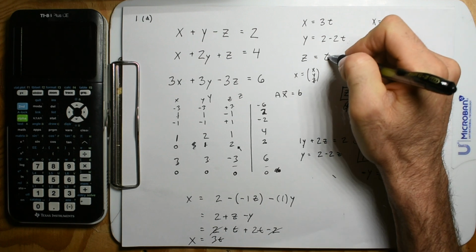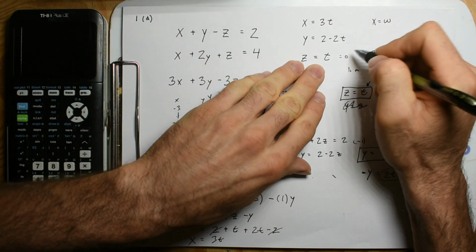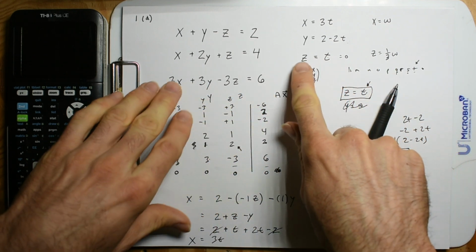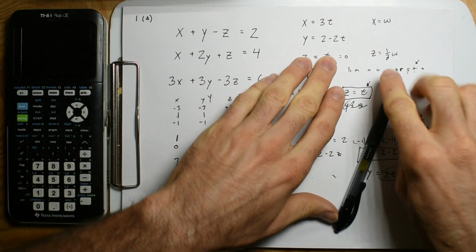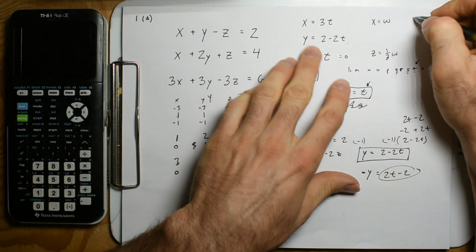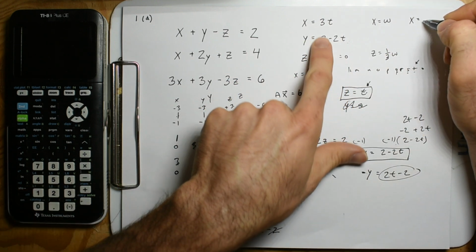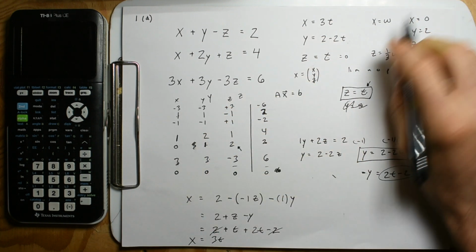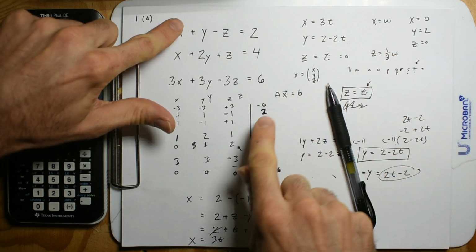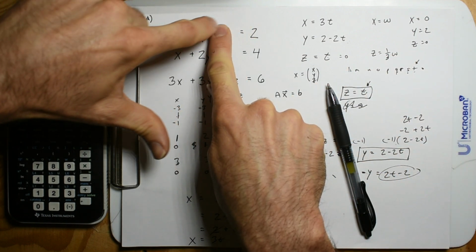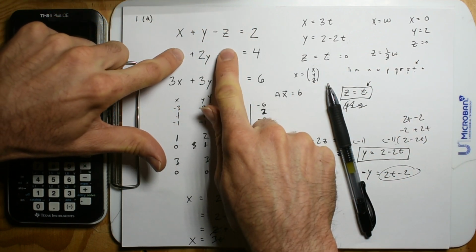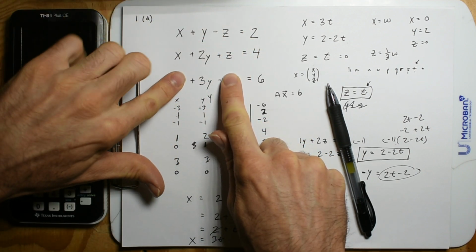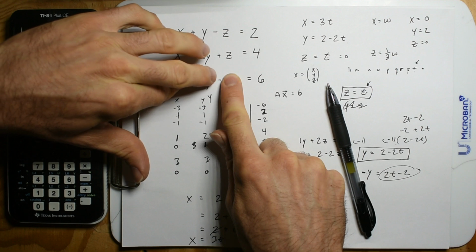I can choose any value for z. Let's choose the simplest, and let's choose z to be 0. So z is 0, and this t value is 0. So now I'm going to have x is 0, y is 2, and z is 0. And let's see if that satisfies. 0, 0, y is 2. Cool. 0, 0, y is 4. Cool. And then 0, 0, and then y is 2, so that's 6.